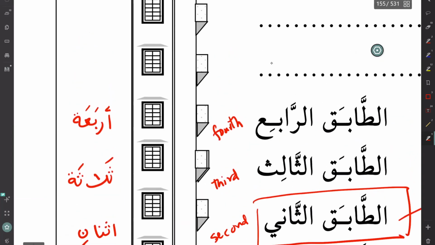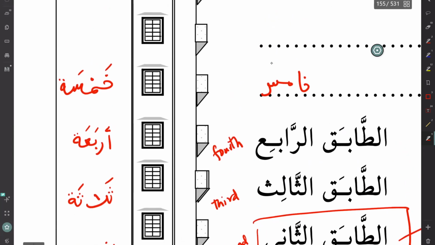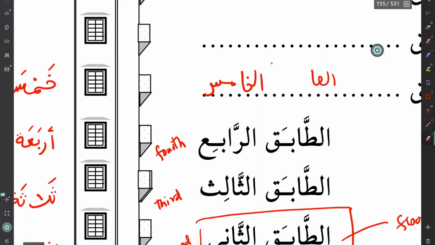So how do you say five in Arabic? Khamsa. And what do you think the fifth would be? We have to have this kind of pattern. Khamis. Okay, you say rabi', thalith, thani. So it will be khamis. And of course here you have alif lam, so you can say al-khamis. So now you can say at-tabaqul khamis, fifth floor.